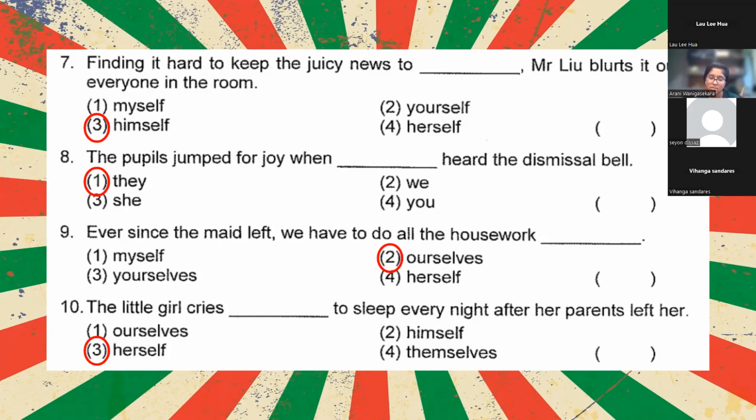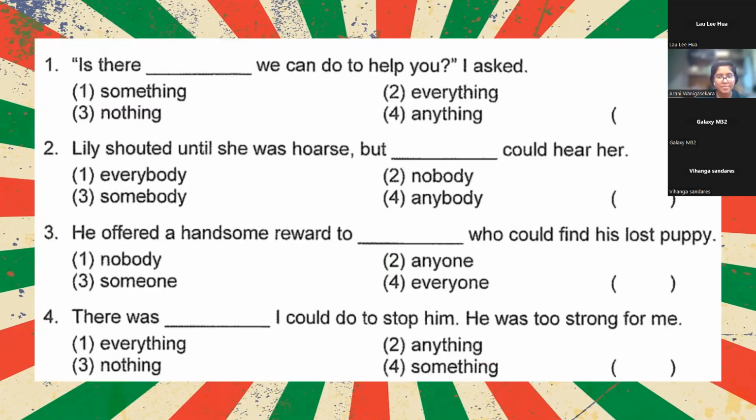Because it's not plural. Because there is only one. The little girl is singular, right? Yes, the little girl is singular, so you can't use themselves. Okay, let's move on to the next slide.